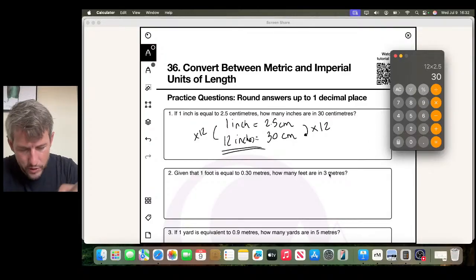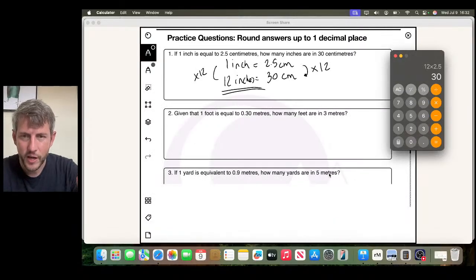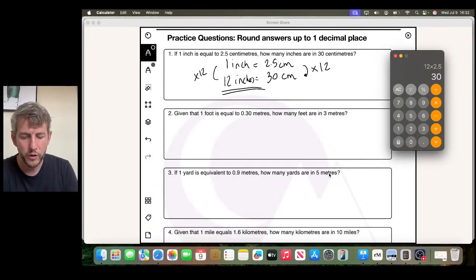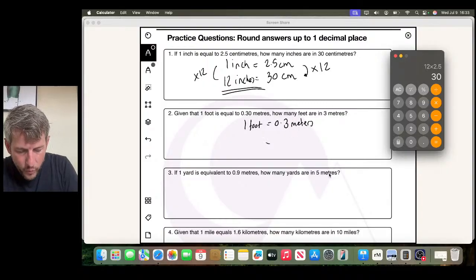Number 2 says, given that 1 foot is equal to 0.3 metres, how many feet are in 3 metres? So 1 foot equals 0.3 metres. They put the 0 there, but it doesn't really matter. We want to get up to 3 metres, so we need to work out how many lots of this. I know that 0.3 times 10 gets me to 3 metres, so I'm going to times by 10 as well. That'll be 10 feet.